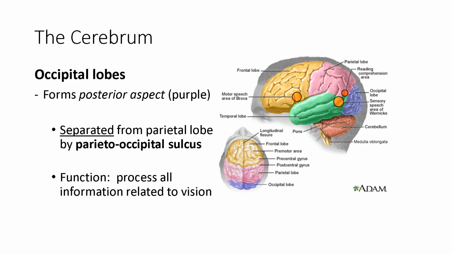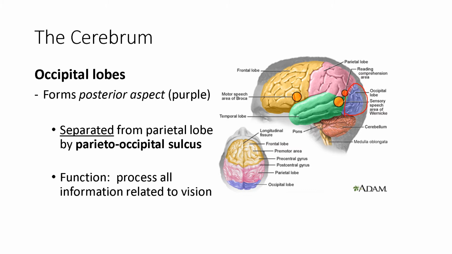So now we're at the occipital lobe. Any idea where that might be? Right, it sits just under the occipital bone, right here, the posterior border of the brain. This area of the brain is highly involved in vision.